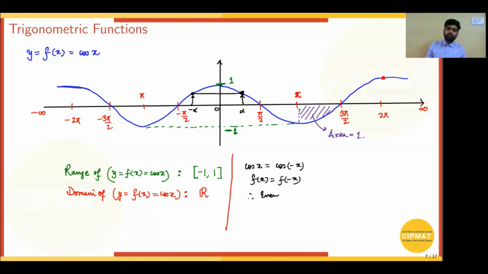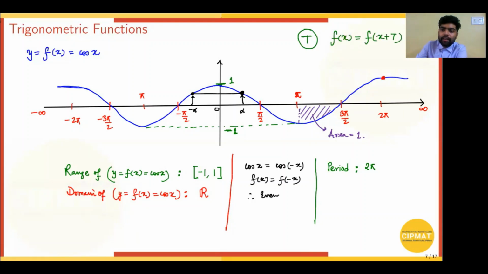There is one more thing which I didn't mention in the previous graph, which is the periodicity of the graph. What is the period of the graph? The period of the graph is 2 pi. Now, what do I mean by period of the graph? If the period of a function is t, then we say that f of x must be equal to f of x plus t. In this particular case, the period is 2 pi.